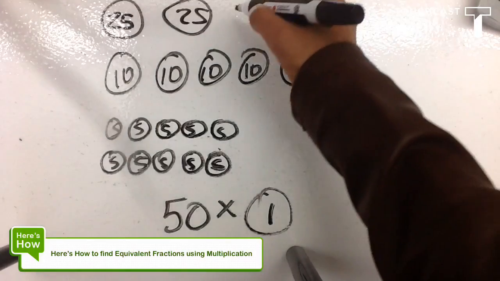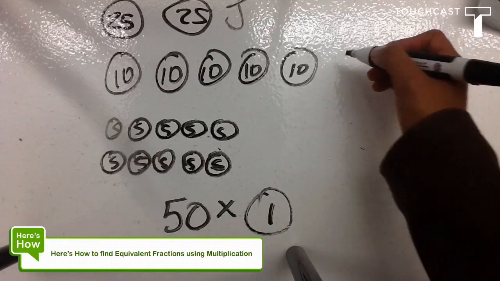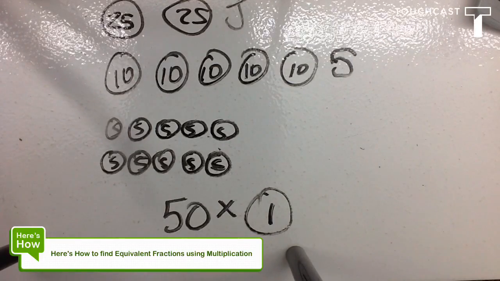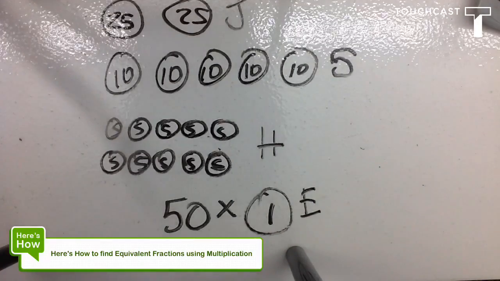Jamal has 2 quarters. Sam has 5 dimes. Hunter has 10 nickels, and Elliot has 50 pennies. I want you to write a fraction to show what part of $1 each person has. Then I want you to tell me who has the most money. That's your assignment for tonight. Put it on a piece of paper and bring it in tomorrow. All right, moving on.